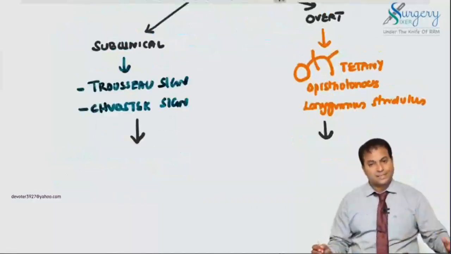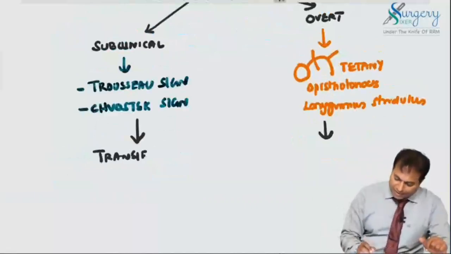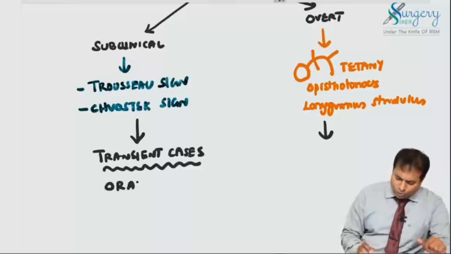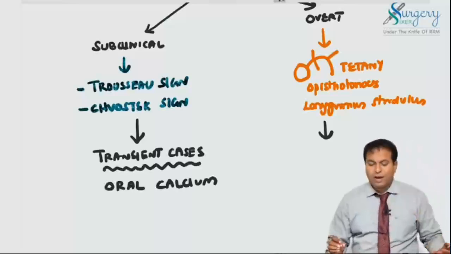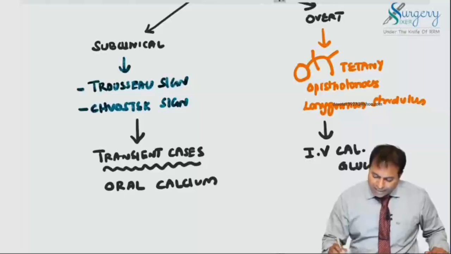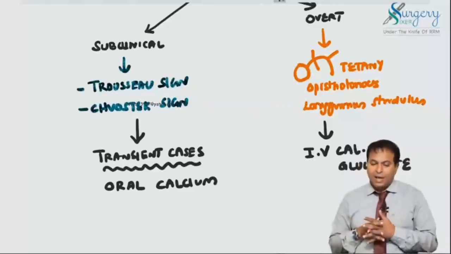What do I do in these transient subclinical cases? Swash's advises just giving oral calcium, nothing to worry about. Oral calcium is enough. Only in the overt cases do they advise IV calcium gluconate. IV calcium gluconate is advised only for severe symptoms like tetany or laryngismus stridulus.